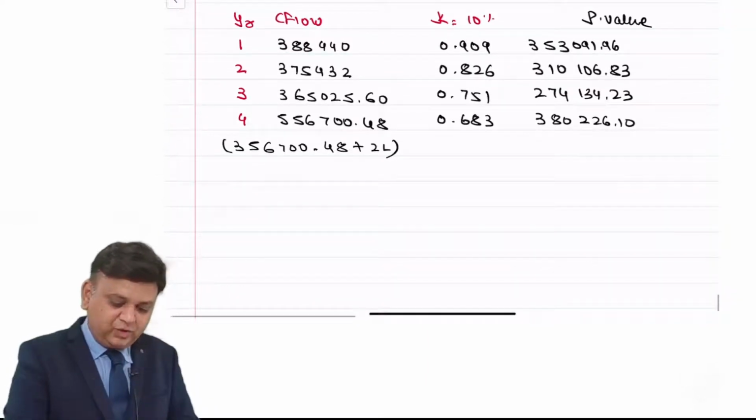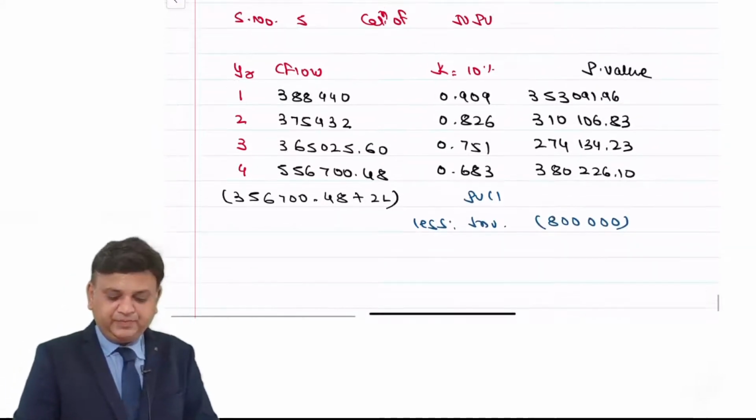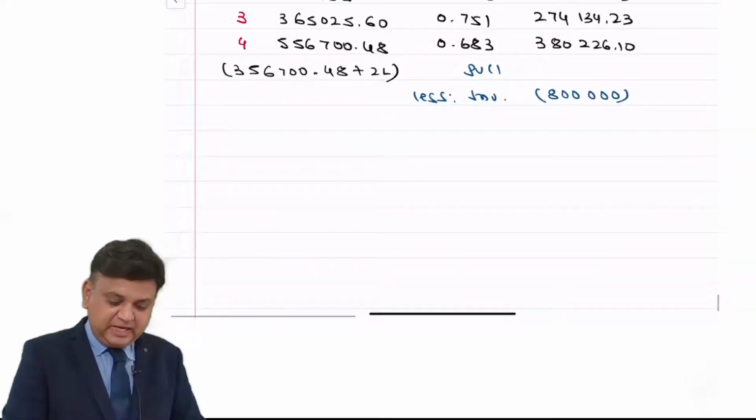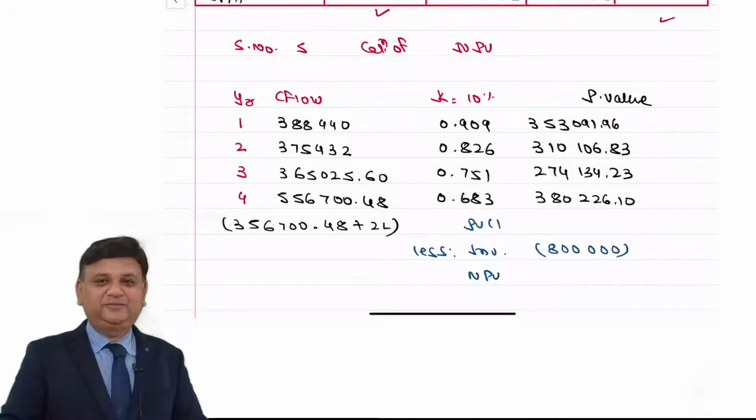So the total of all of them is present value of the cash inflow less investment. Amount of investment we already have found, it is an amount of 8 lakhs in step number 1, and that will give us NPV. Please write down answer.